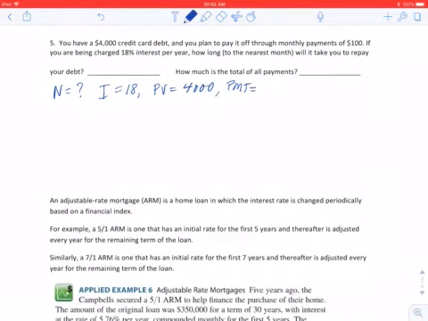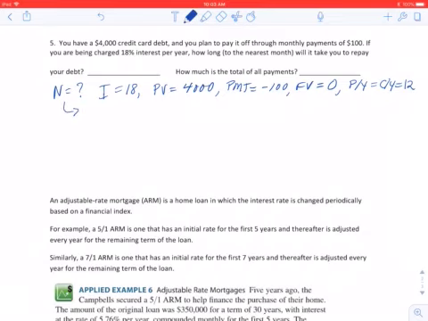PMT, how much are we paying? We're paying $100 a month, so that is going out of our pocket and going to the credit card company, so it's negative. And the future value after we paid everything off is 0. We're doing this monthly, so PY equals CY equals 12. And we're trying to find the N.